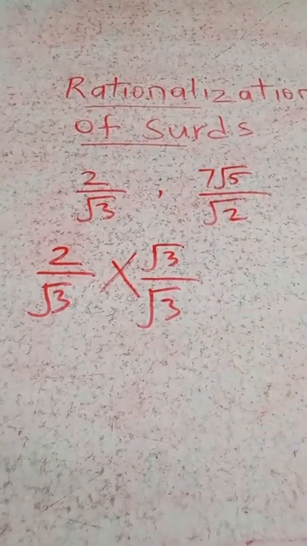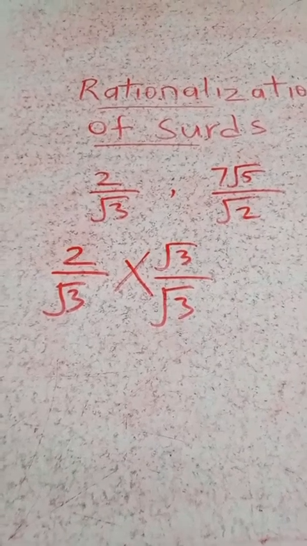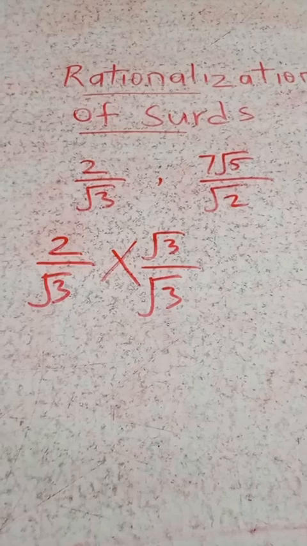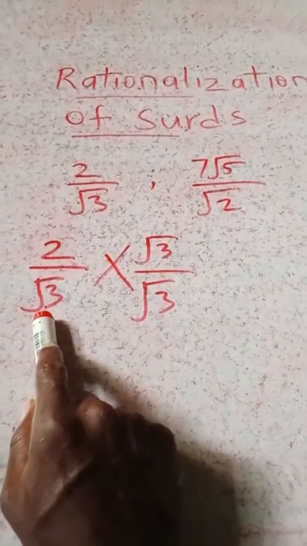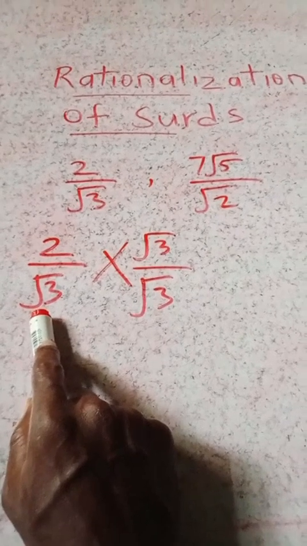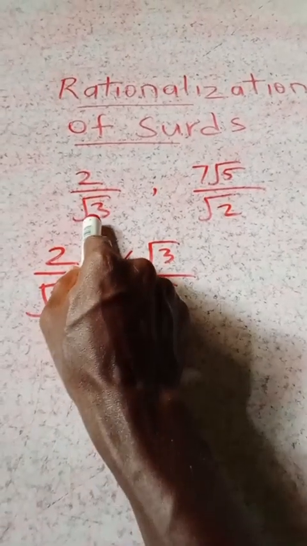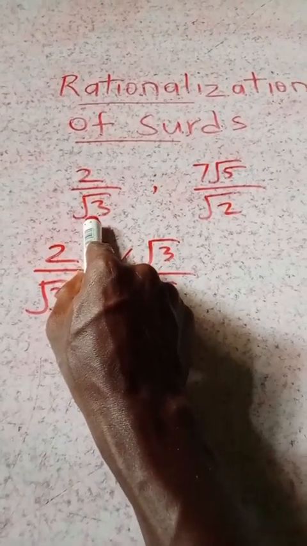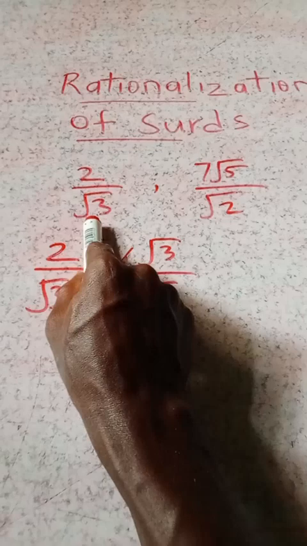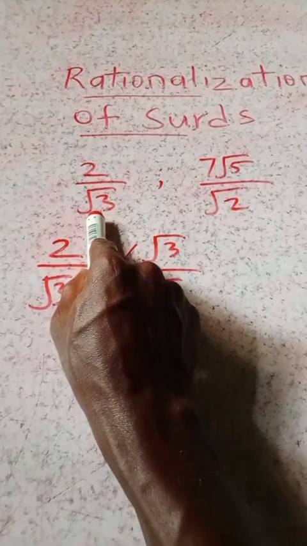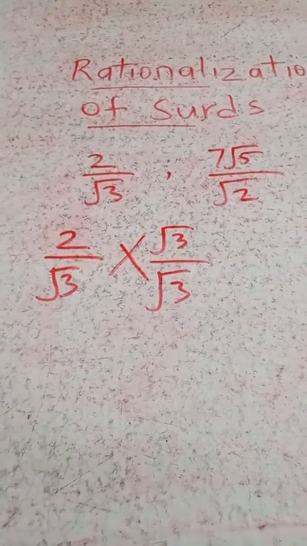So what is the essence of rationalizing? The essence of rationalizing is to ensure that the denominator is without a root. That is why we are rationalizing. The denominator here is with a root, so if we want to remove this root, then we have to rationalize. Are you getting it? So this is the process.